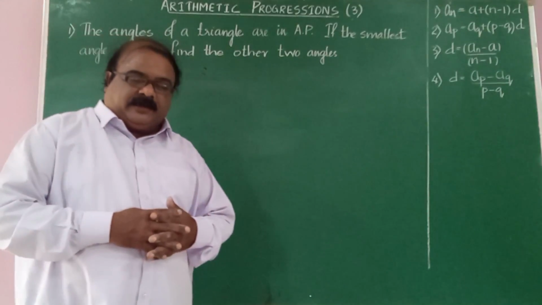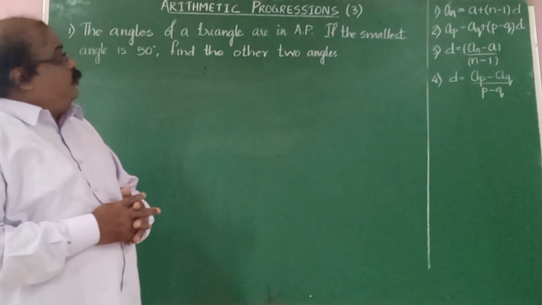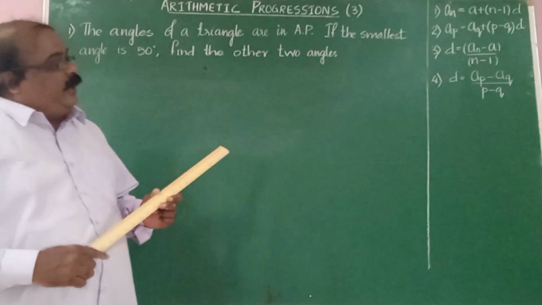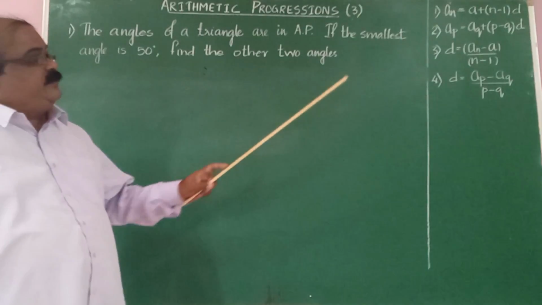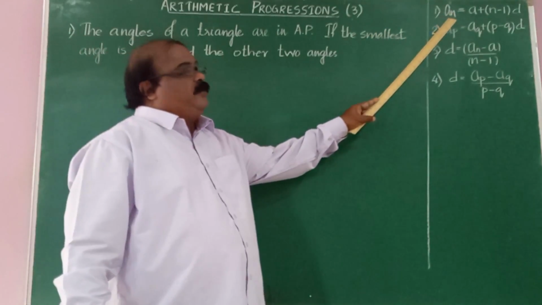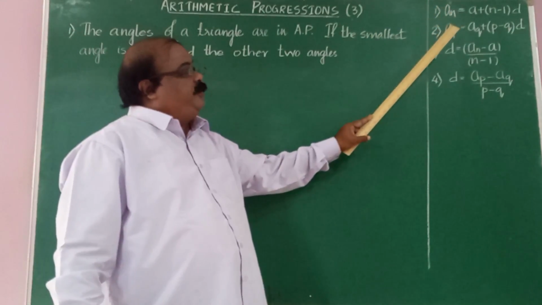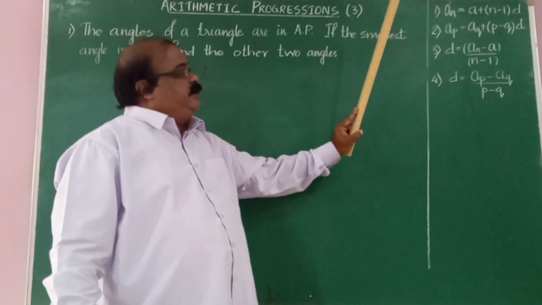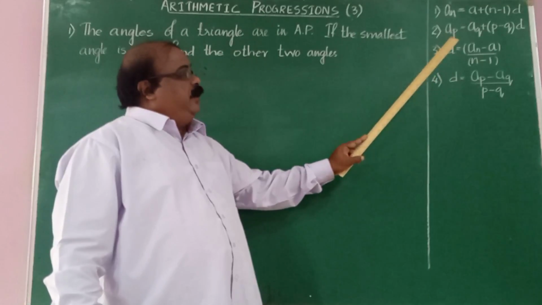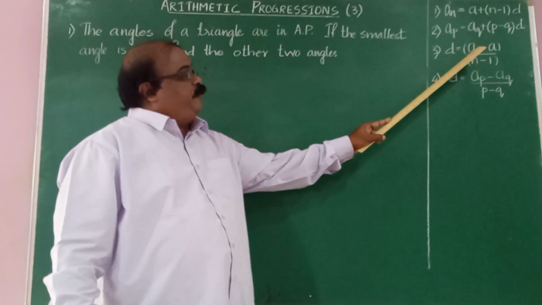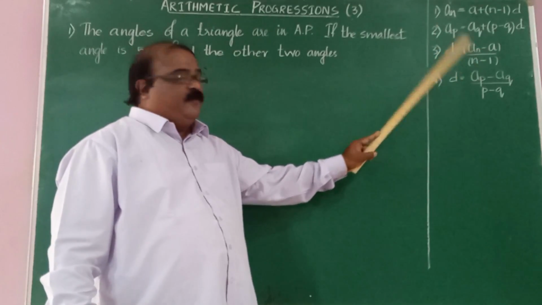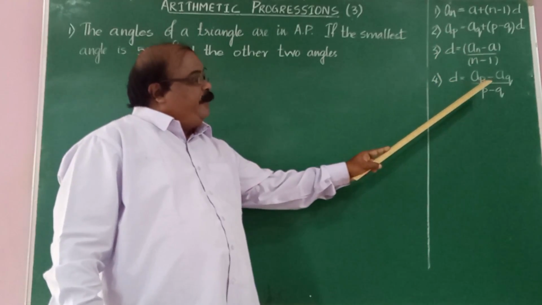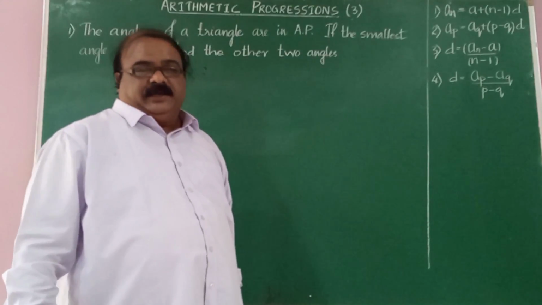Welcome back to my third session on the chapter of arithmetic progression. We have so far discussed four formulas. The first one, an is equal to a plus of n minus 1 into d. Second, ap is equal to aq plus p minus q into d. Third formula, d is equal to an minus a upon n minus 1. And the fourth formula, d is equal to ap minus aq upon p minus q.